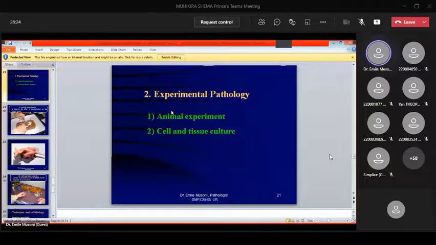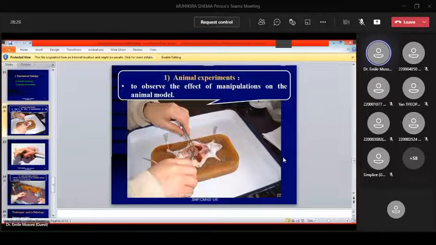Animal experiment. You see this one. Before performing an animal experiment, you must inject anesthesia because there is what we call animal rights. As we have human rights, there are also animal rights. It doesn't mean because it is an animal, you can do what you want on the animal. There are some regulations about animal experiments.